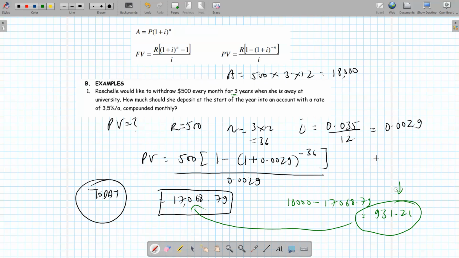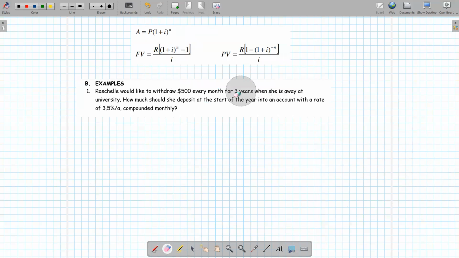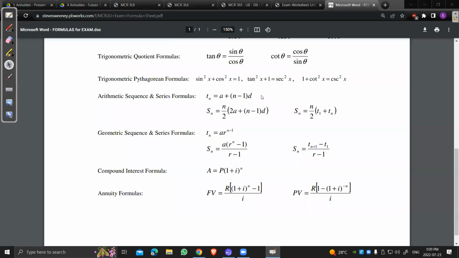This 931.21 divided by the initial amount. So we're trying to find how much did he earn actually in interest over the 3 years. Times 100%. He earned 5.45%. Okay, it's true interest, which is pretty high. Usually with banks, it's less than 1%. So if you get a deal like this, you should probably take it.